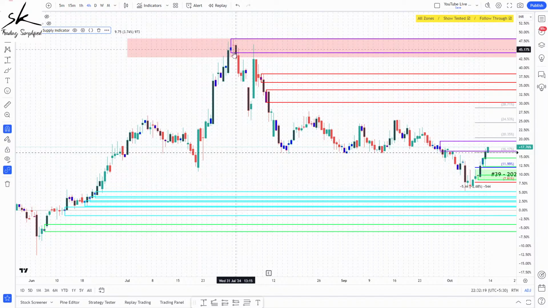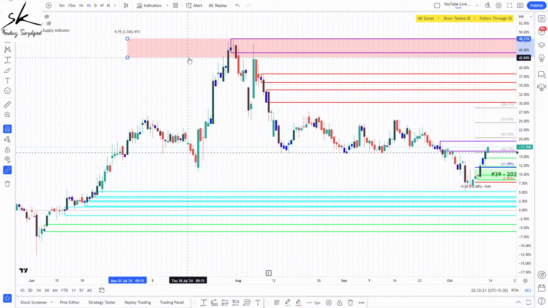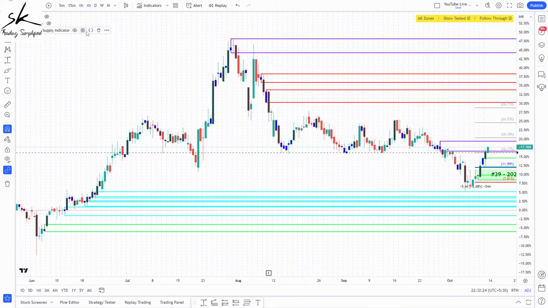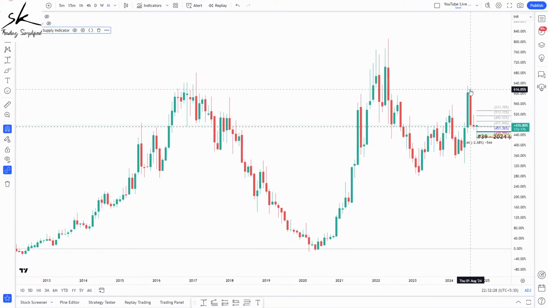So let's give it a few seconds. Can you see we have a rally based drop structure? So yes, we understand that if prices move down, definitely there has to be some supply. It's just that that supply is not visible on this particular time frame.